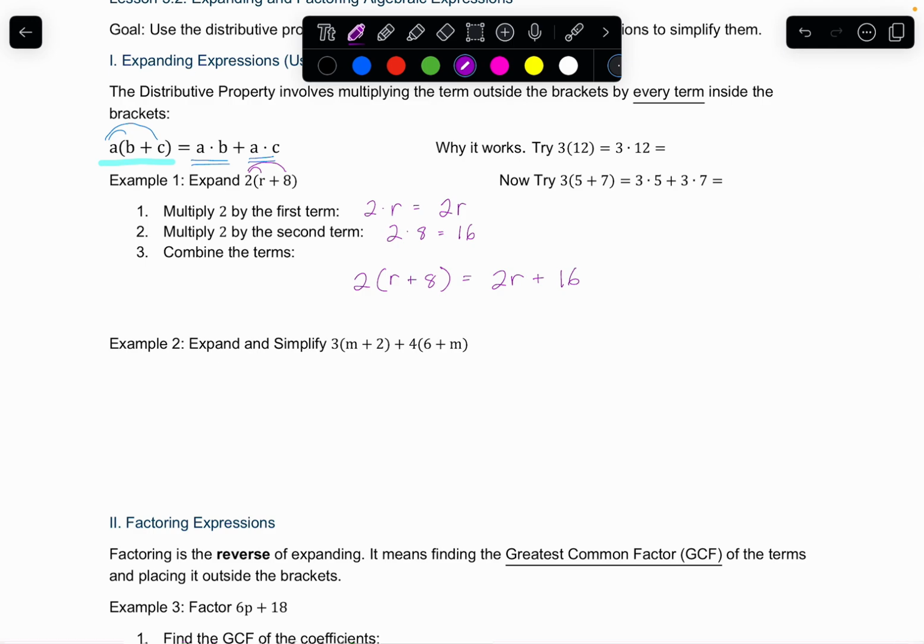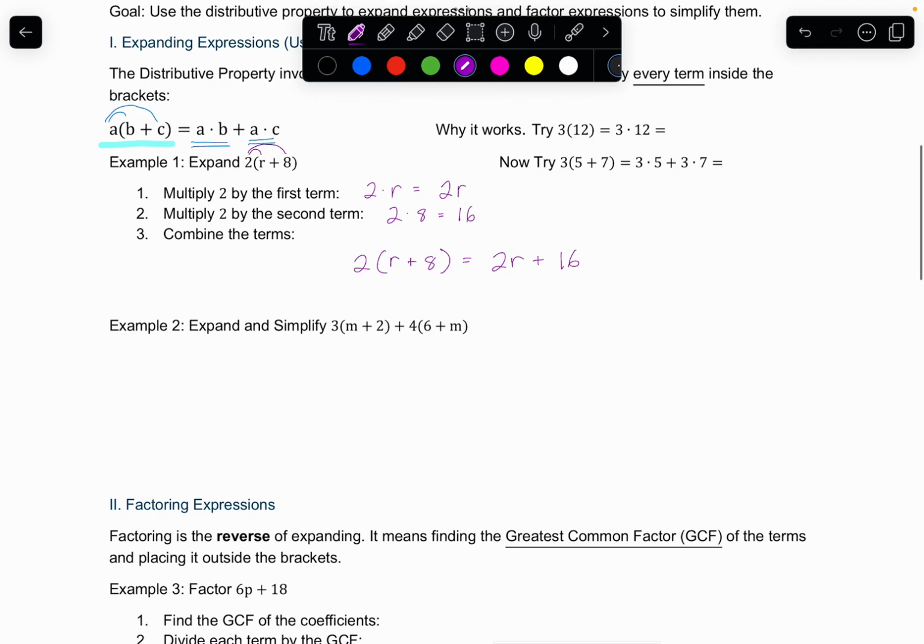Next, let's try another one. So this one's a little more complex. It's got more terms, more binomials, more monomials outside the binomials, but we can break it up into its pieces. Right away we can see some pieces of what we just did when we expanded before. So this 3 times m plus 2, that's one expansion using the distributive property we have to do. And then this one too, this 4 times 6 plus m. That's another one we have to do. So let's start with the first one.